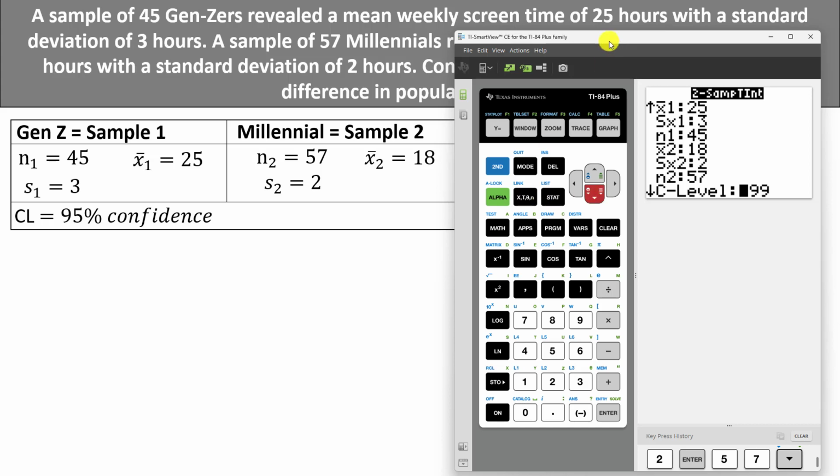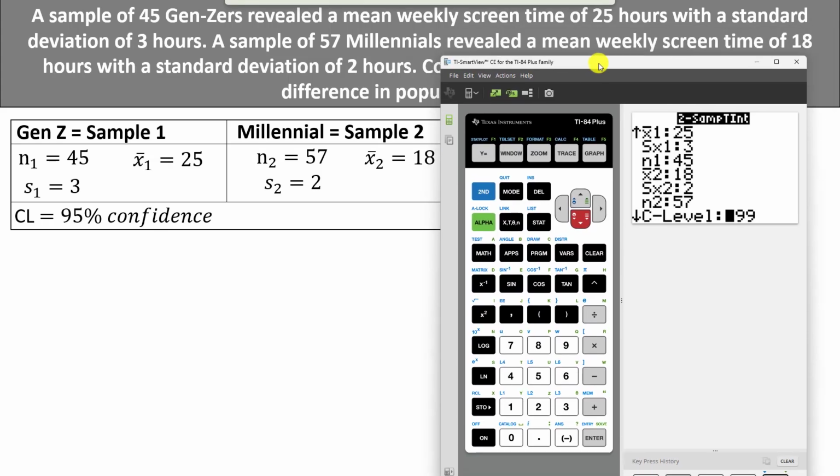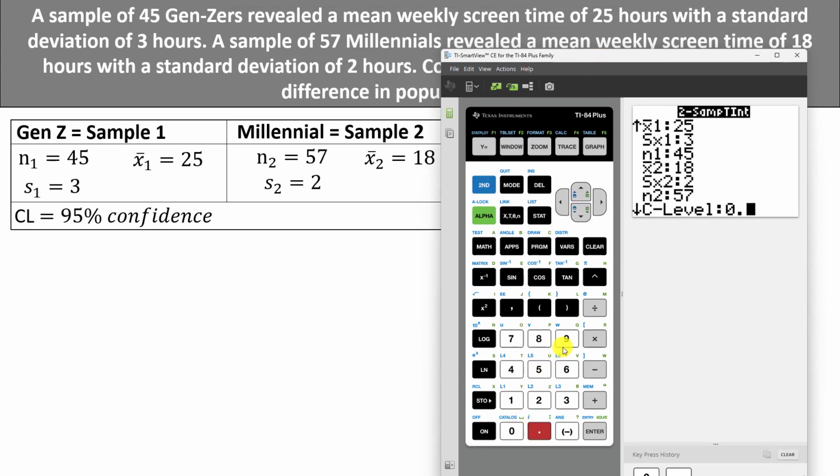We're going to use a confidence level, in this case, of 95%. So we can put in 0.95. This must be put in as a decimal. And we are always going to choose no for pooled. There are two different versions of the test. One does not assume equal standard deviations, and the other one does. And if we choose no, that means we are not assuming that we have equal population standard deviations for these two populations.